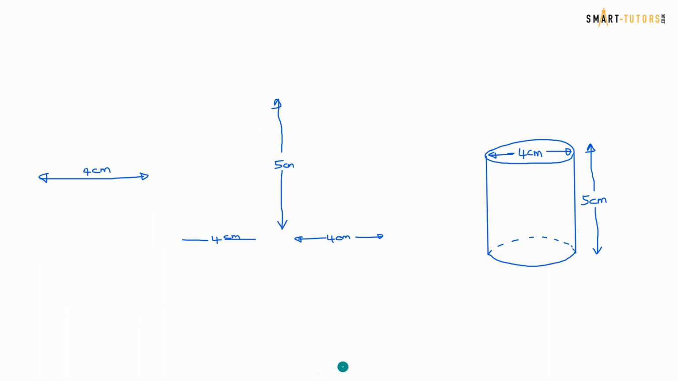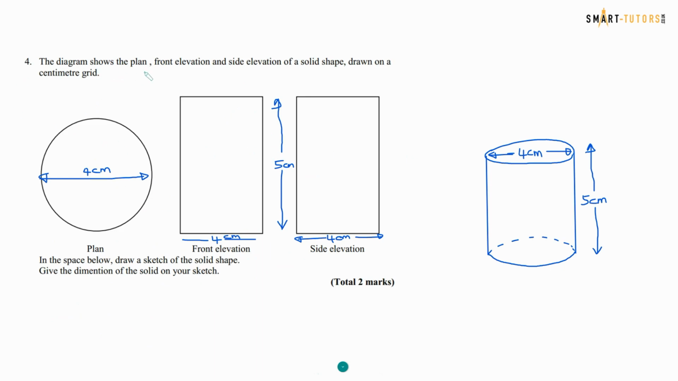Question number 4. The diagram shows the plan view, front elevation and the side elevation of a solid shape drawn on a centimetre grid. In the space below, draw a sketch of the solid shape. Give the dimensions of the solid on your sketch. If you see this diagram from the aerial view, it's a circle, so it has to be a circular cross-section. It could be a cone, a sphere or a cylinder. But the front elevation clearly tells you it's a rectangle.